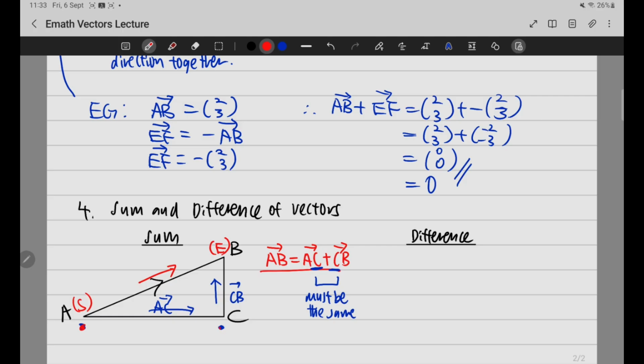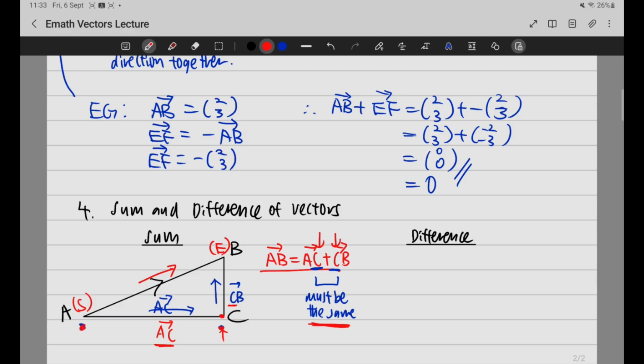You walk from A to C, right? This is the vector AC. And then once you reach C, C is the end point of your first vector, but at the same time, it's the start point of your second vector from C to B. So your end point of your first vector must match the start point of your second vector. Therefore, this must always be the same in order for you to add two vectors together. So this is the concept of sum of vectors.